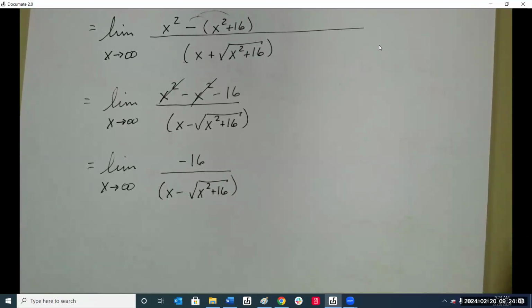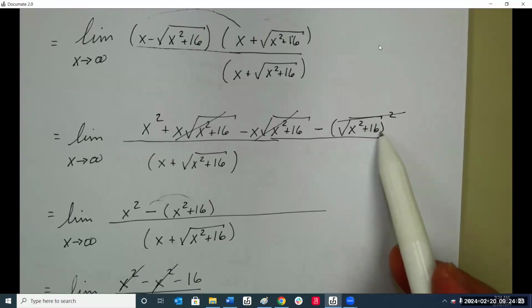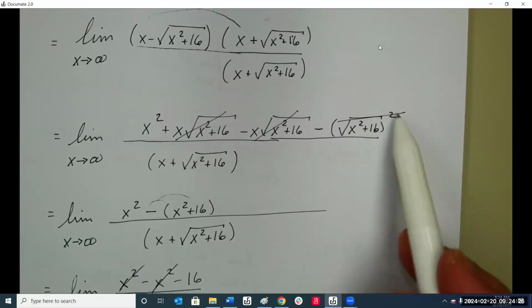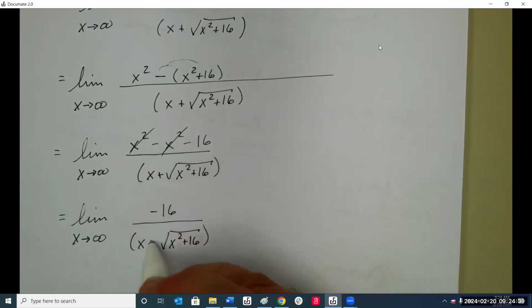So what do we do now? What do we divide by? Because when I got here, the square root of x squared plus 16 squared, the squares cancel, and there's a minus in front of it still. What about the bottom negative? Oh yeah, it should be a positive. Thank you.